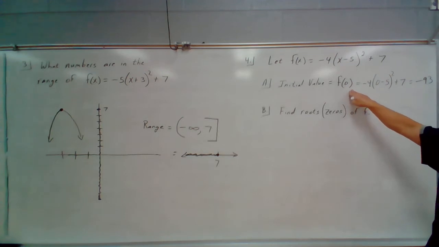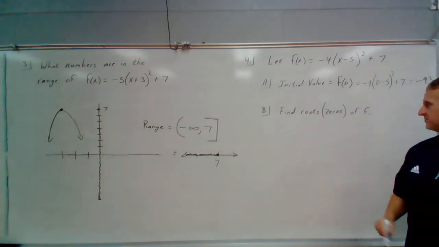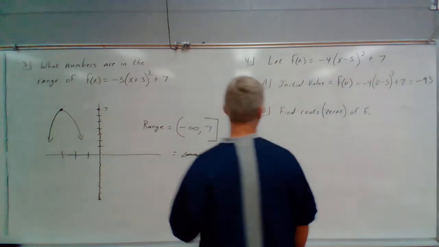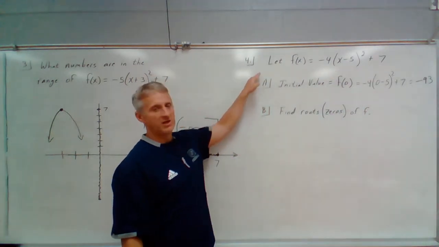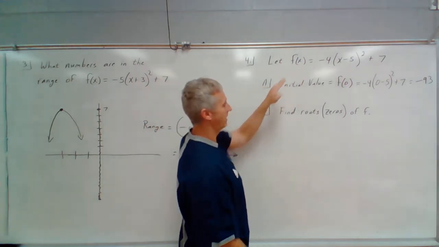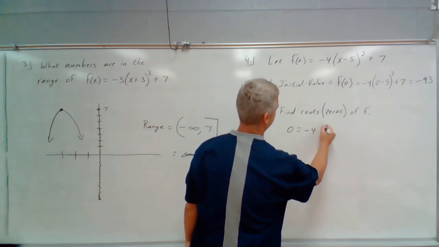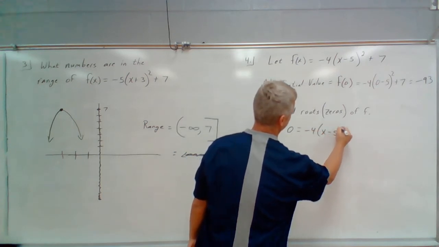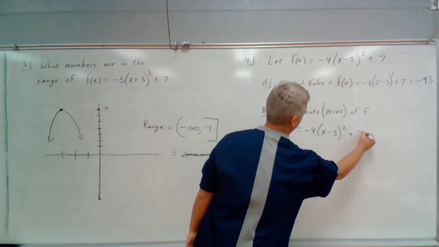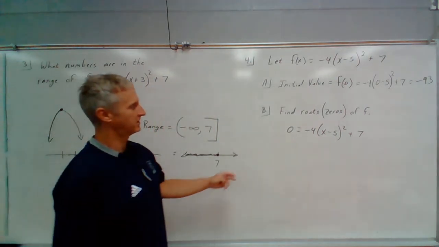And so zeros and roots mean the same thing. Initial value was the y-intercept. Your roots, or your zeros, are the x-intercepts. Okay, so I want to find the x-intercepts of this function. In order to find the x-intercepts, I plug 0 in for y. So I'm going to say 0 equals -4 times (x minus 5) squared plus 7. And then that's an easy quadratic equation to solve.